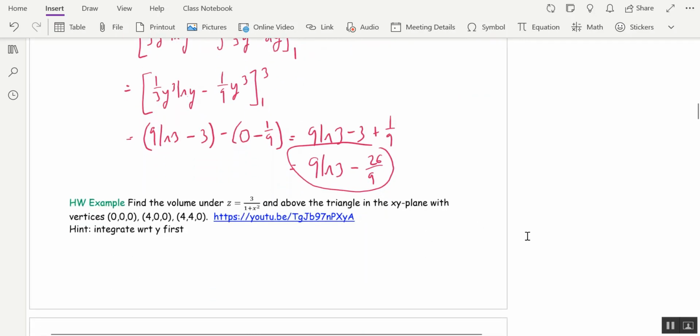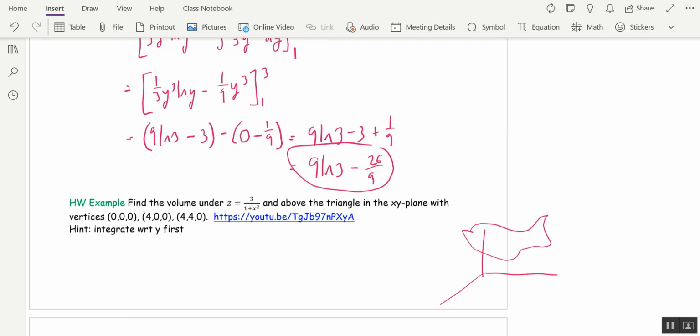Okay, and then one more, and I'm not going to actually do this because you have a video that explains how to do it. This is a homework problem, but I just want to mention a couple of things. What's going on here is you've got a surface up here, that's z, and you want to find the volume underneath that surface over a triangle in the xy plane.